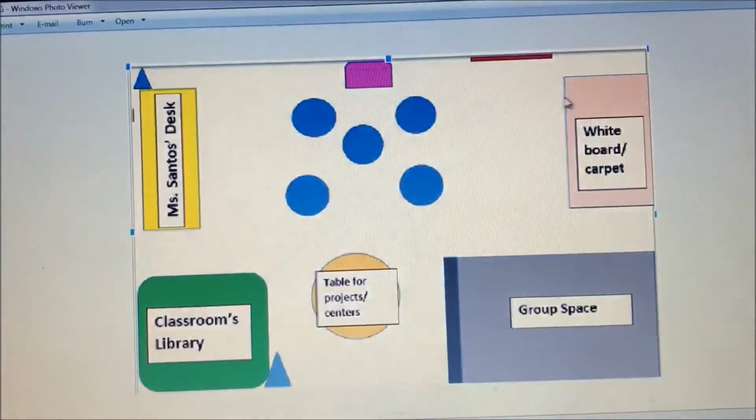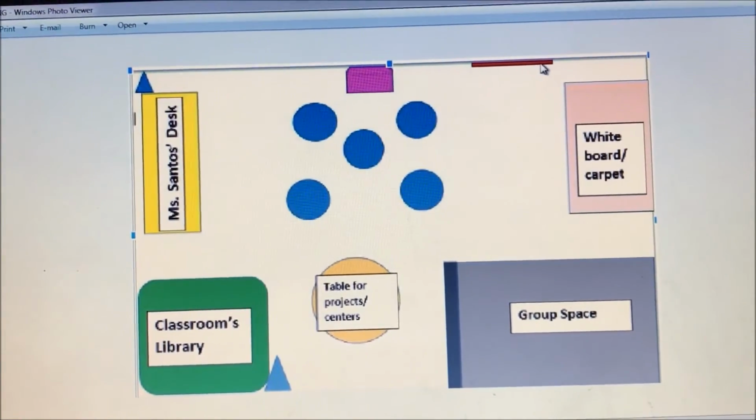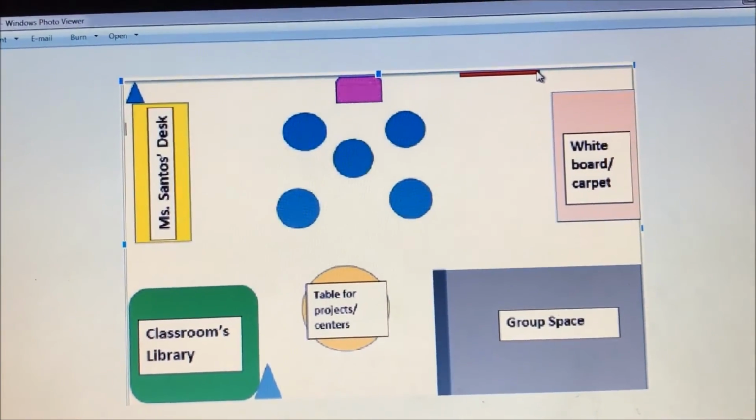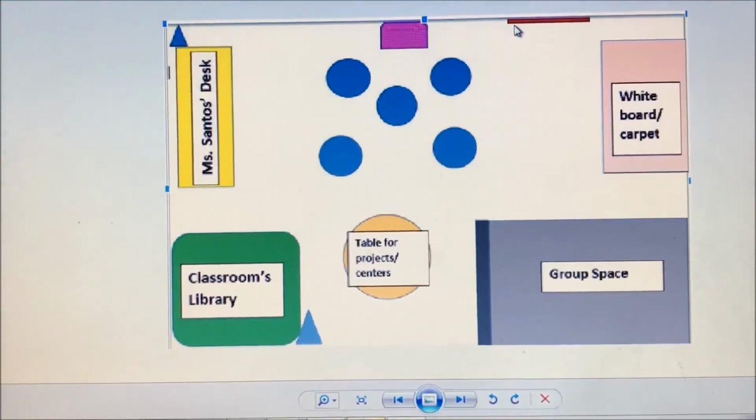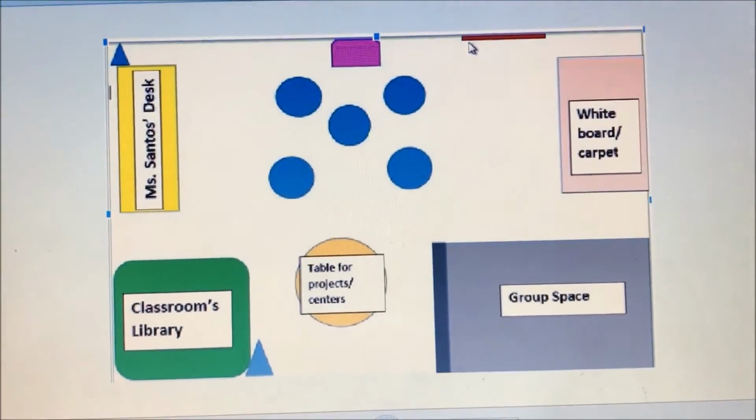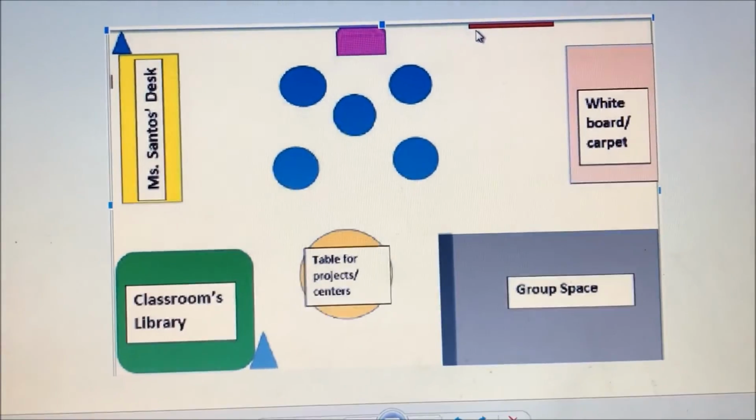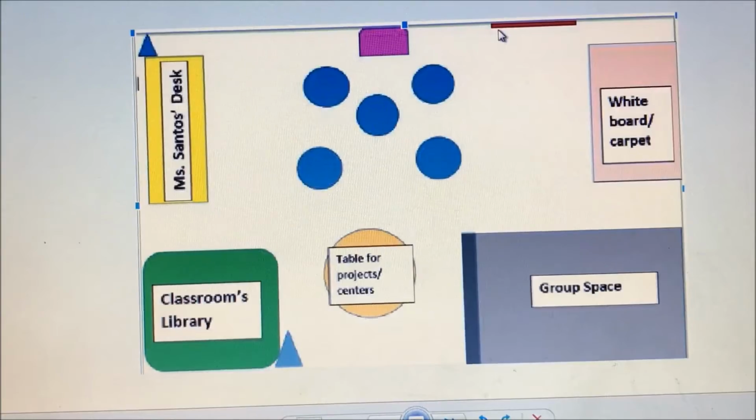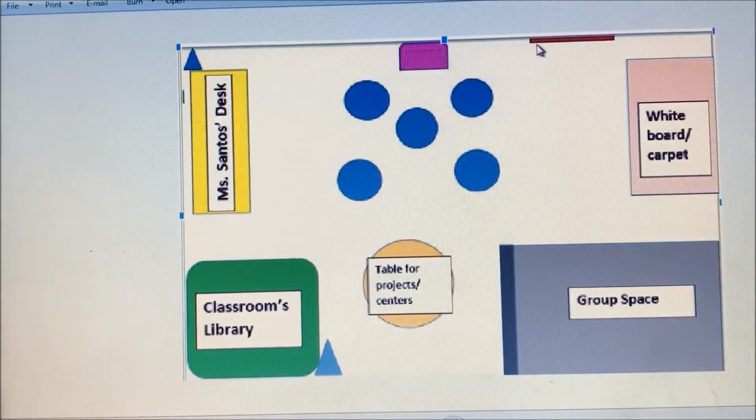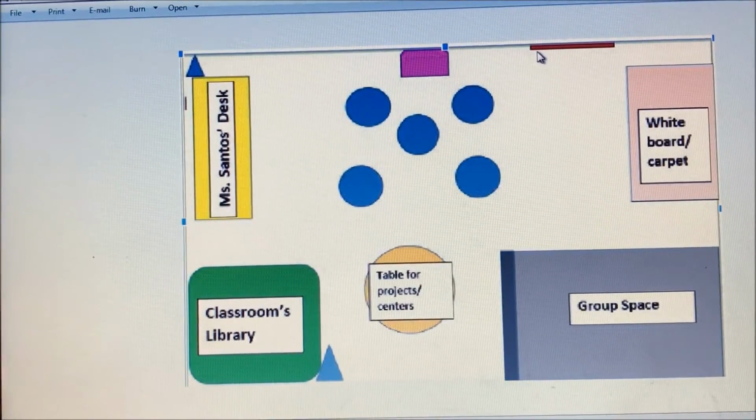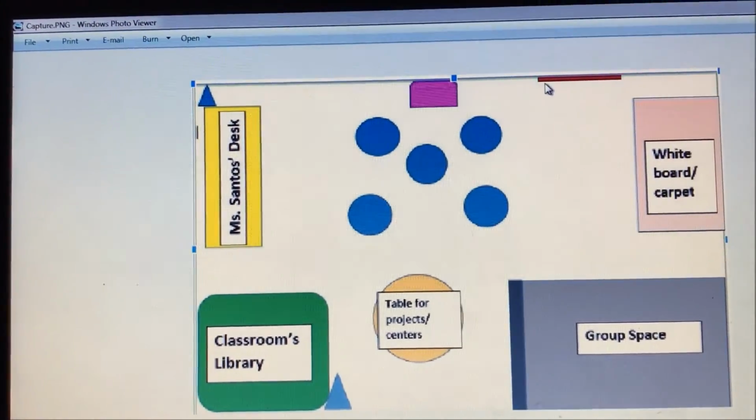As you can see here, this red rectangle represents the doorway. As my students enter the classroom, they will be able to sit near where the whiteboard/carpet is, the pink space. That's where we will do our morning stretch. Once my students have stretched, we would proceed to work on the calendar.